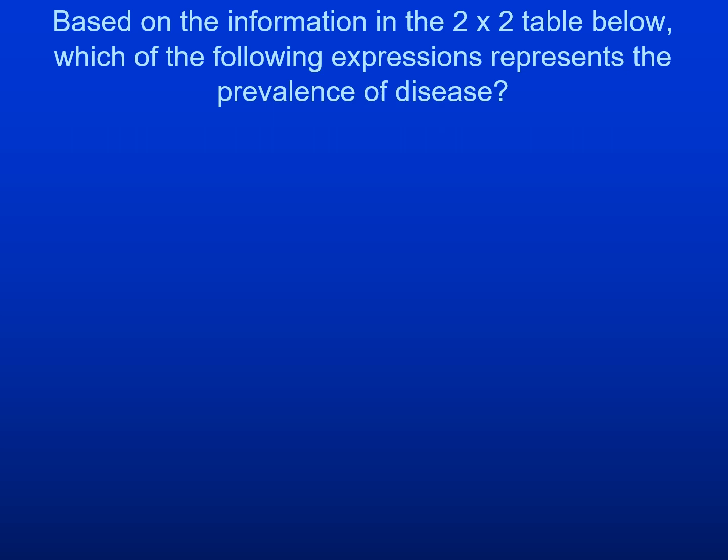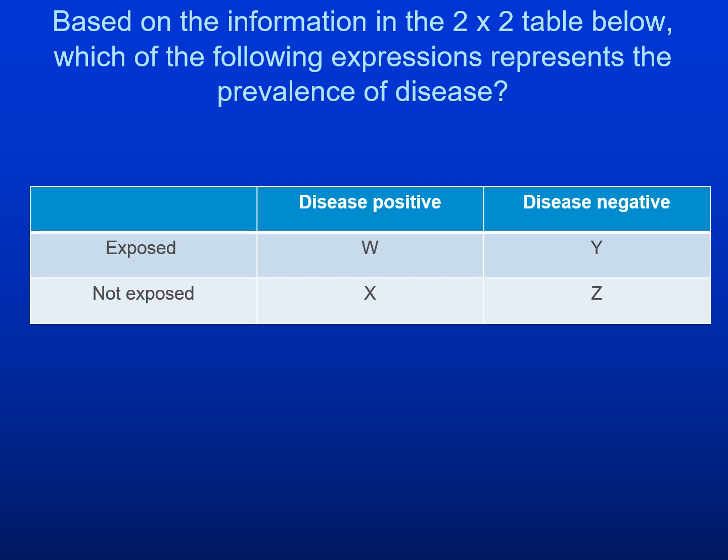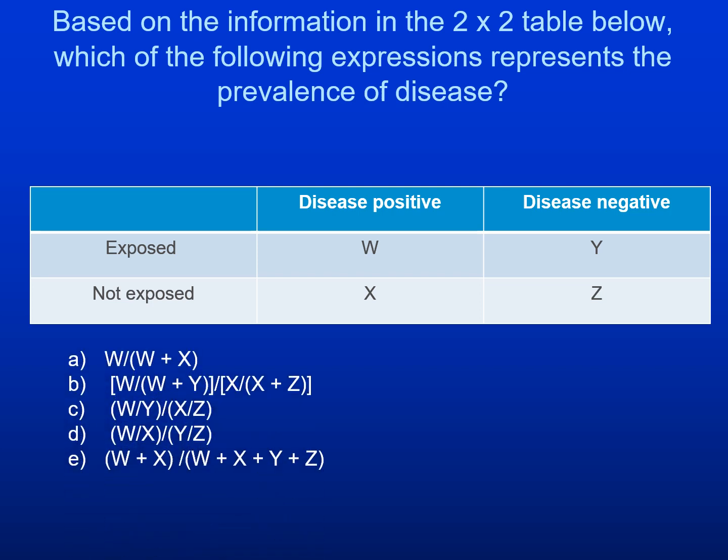Based on the information in the 2x2 table below, which of the following expressions represents the prevalence of the disease? Of course, those who have the disease are Y plus X. So the answer is Y plus X divided by the grand total, which is X plus Y plus Z plus W.